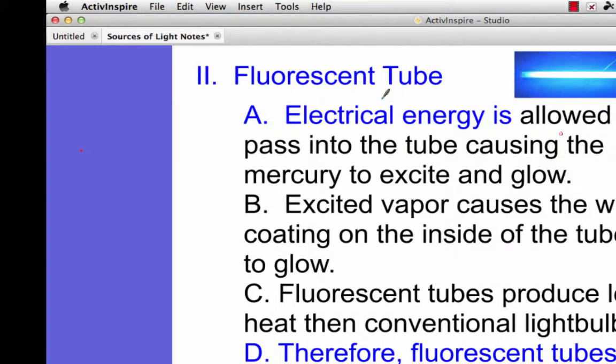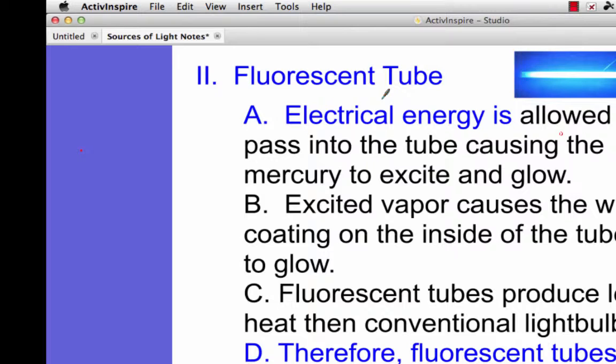A better alternative are the fluorescent tubes. And if you have looked up at the ceiling in Fort Couch, you notice the lights are actually fluorescent tubes. These are really cool because all that happens here is that the electrical energy flows into the tube and it causes mercury to excite and glow. So you have this mercury on the inside of these tubes, and as that electrical energy flows into the tube, it gets the mercury atoms excited and they glow.